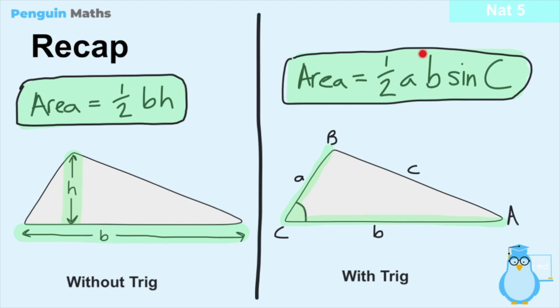Whereas the second way here on the right tells us that if we know any two sides of a triangle plus an included angle that lies in between these two sides, then we can also calculate the area, and this is using trigonometry, as the equation says that the area is equal to a half multiplied by the two sides, so a half AB, multiplied by the sine of the angle, so the sine of angle C.